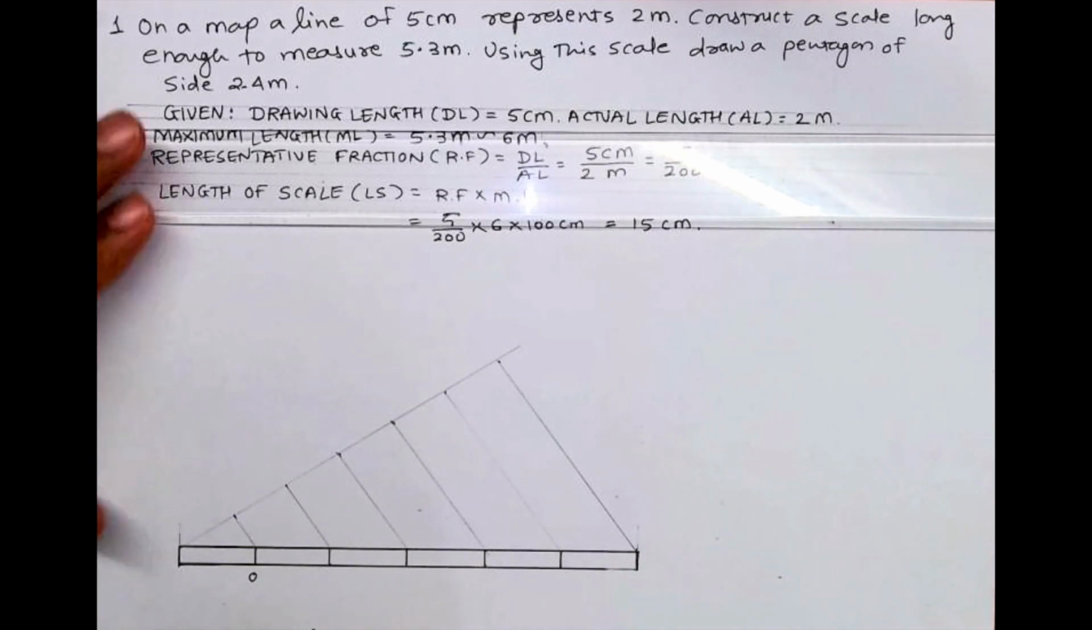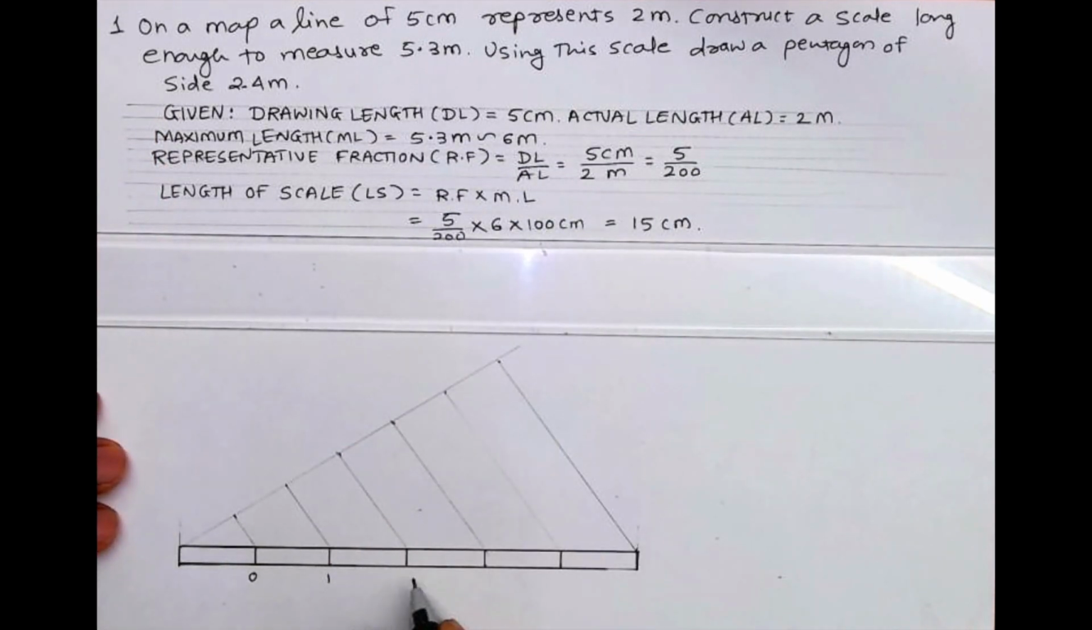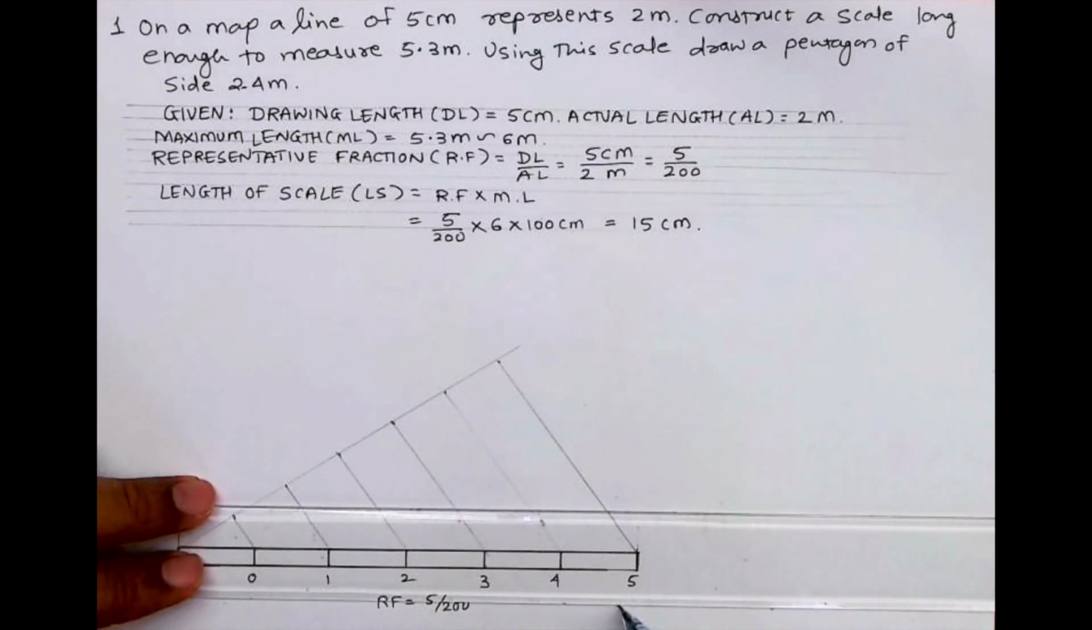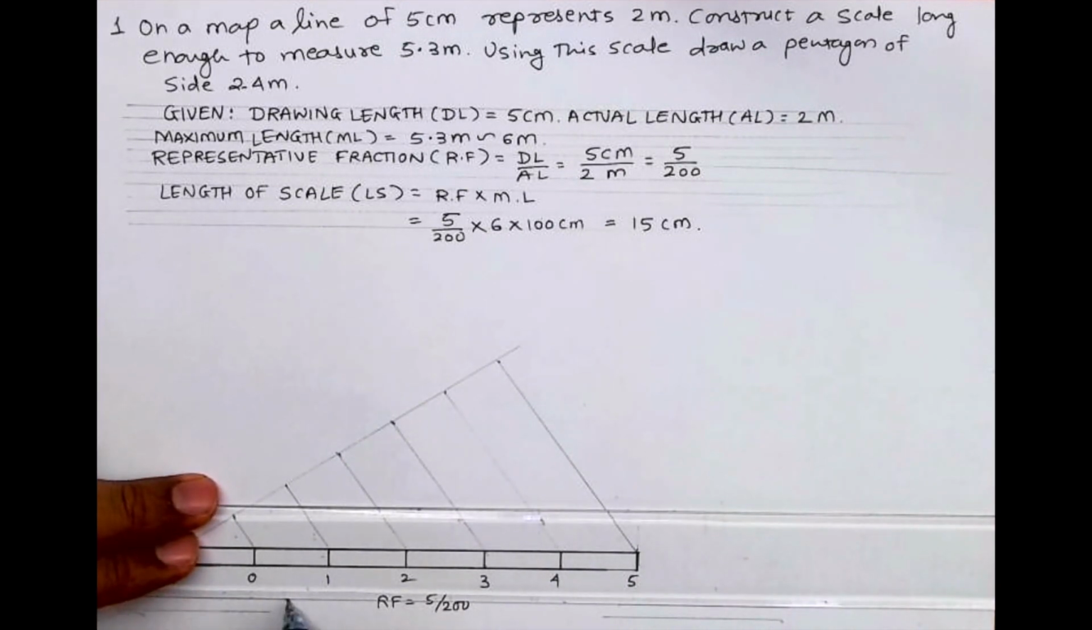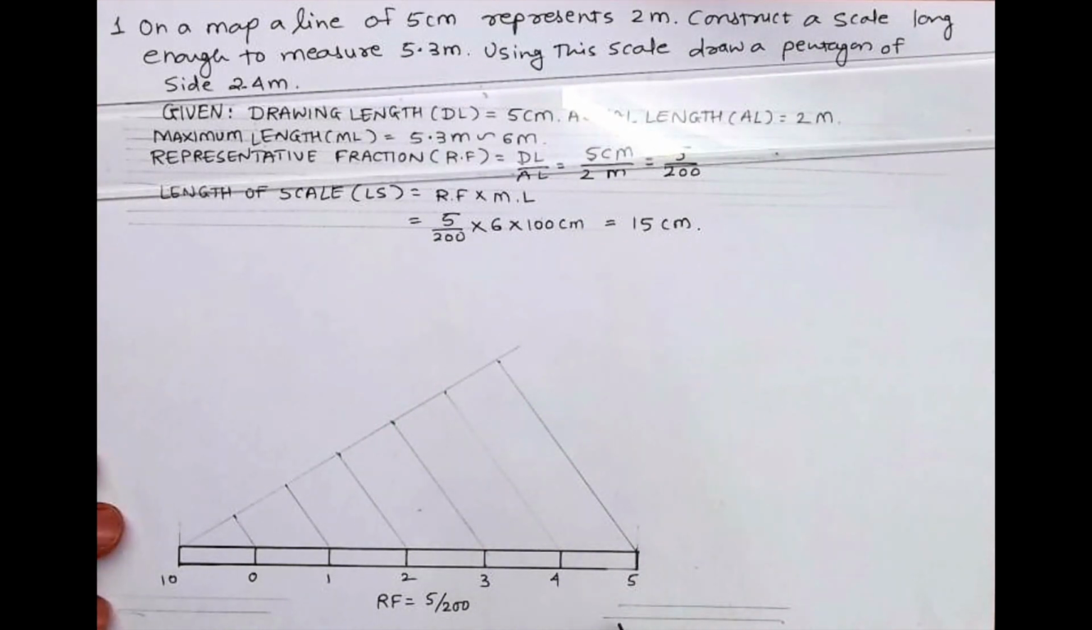So we'll write 0, 1, 2, 3, 4 and 5. So this is meter, and we'll divide the first block into 10 parts. So that is decimeter. We'll write RF over here. RF is how much? 5 upon 200. We'll write meter and decimeter. Meter on right side, decimeter on left side.